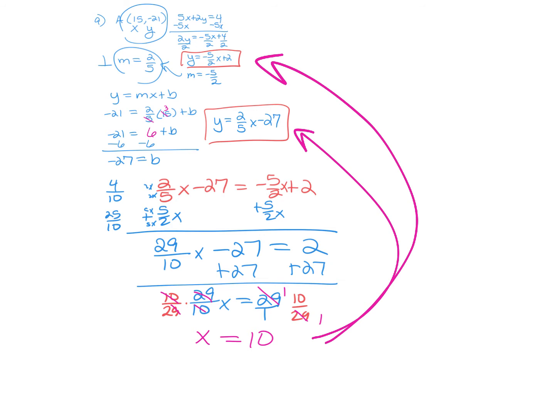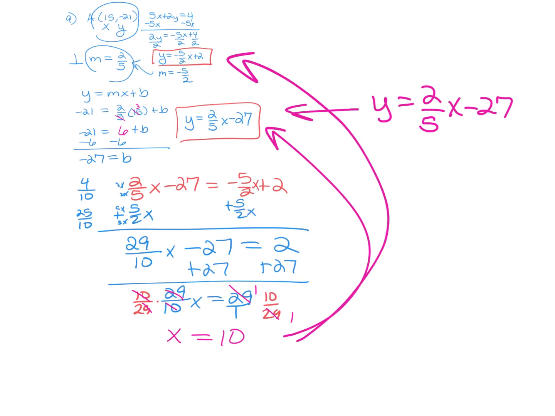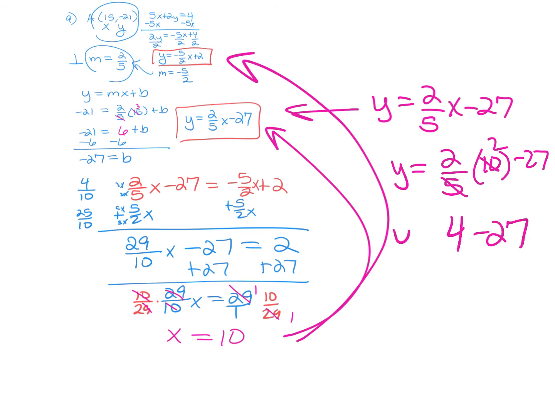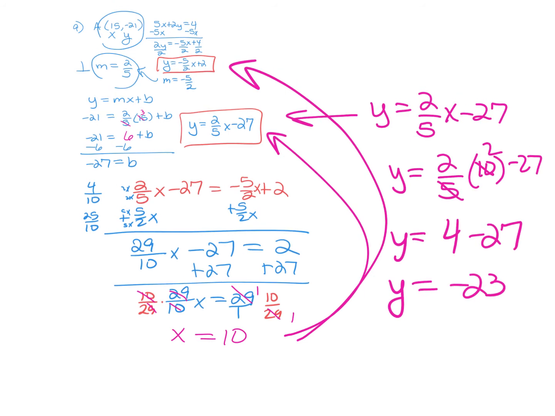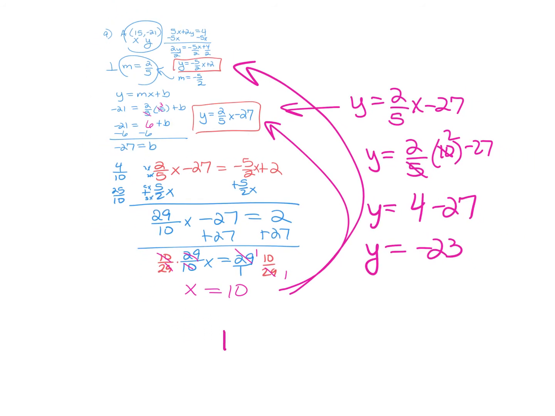So if I plug it into this one right here, y equals 2 over 5x minus 27, I'm going to plug in a 10. 2/5 of 10 is 4. 4 minus 27 is negative 23. So my point of intersection is the ordered pair 10, negative 23. I'm going to go back and grab my original ordered pair. And now I can do the distance formula.